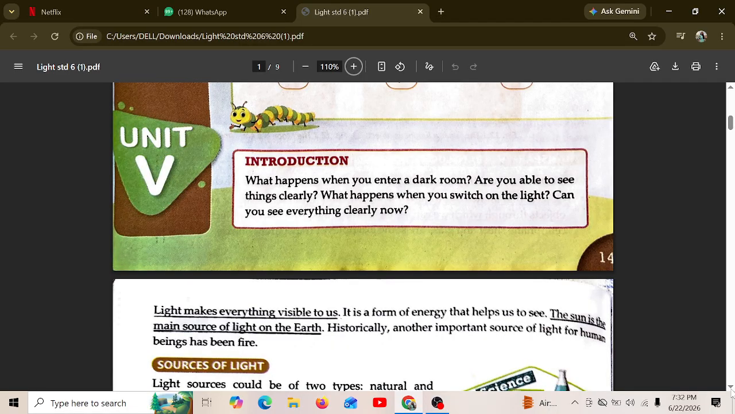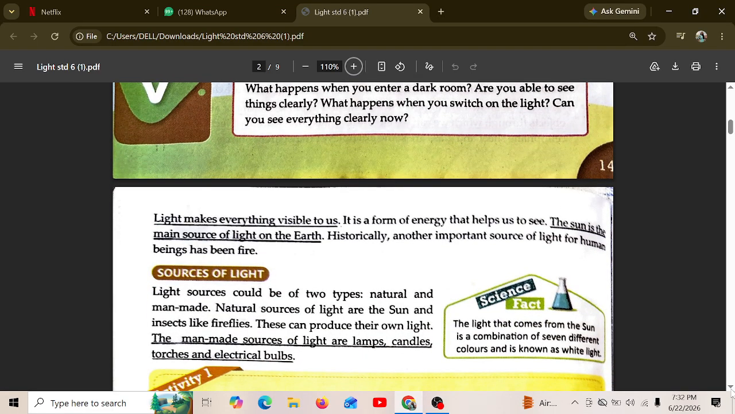Okay, now there are a few questions. What happens when you enter a dark room? Are you able to see things clearly? No, I believe. What happens when you switch on the light suddenly? Obviously, we are able to see everything clearly now. Why is it so, children? Because light is the answer. Light makes everything visible to us. It is a form of energy which helps us to see everything. The main source of light on the earth is the sun. Please remember this. It's very, very important for your exams, for your own general knowledge.